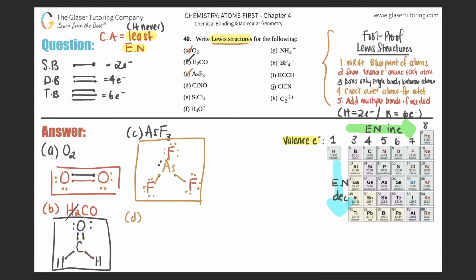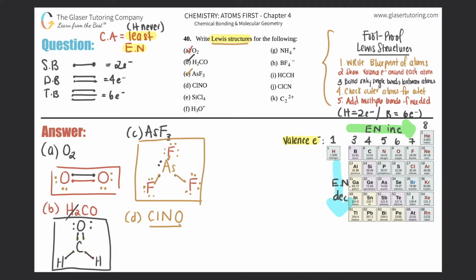D. ClNO. Okay, well now we have 3 different elements. We have chlorine, nitrogen, and oxygen. We have to figure out which one is the least electronegative, right? So if I look over here, chlorine's over here, nitrogen, and oxygen. So it seems like as you go from left to right, electronegativity increases. So which one would be least electronegative? Nitrogen.